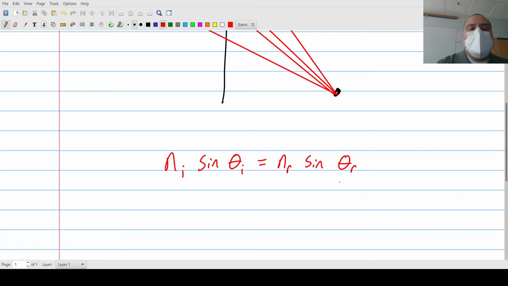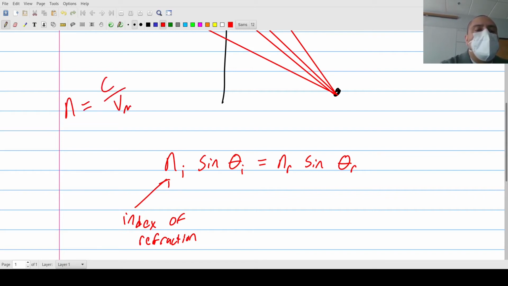So what are the pieces of this? Well, these n's are what we call the index of refraction. And they measure how much light slows down when it encounters that material. And the definition of the index of refraction is this: n is equal to c over Vm. So n is the index of refraction, c is the speed of light in a vacuum, or in empty space. And Vm is the speed of light in the material.